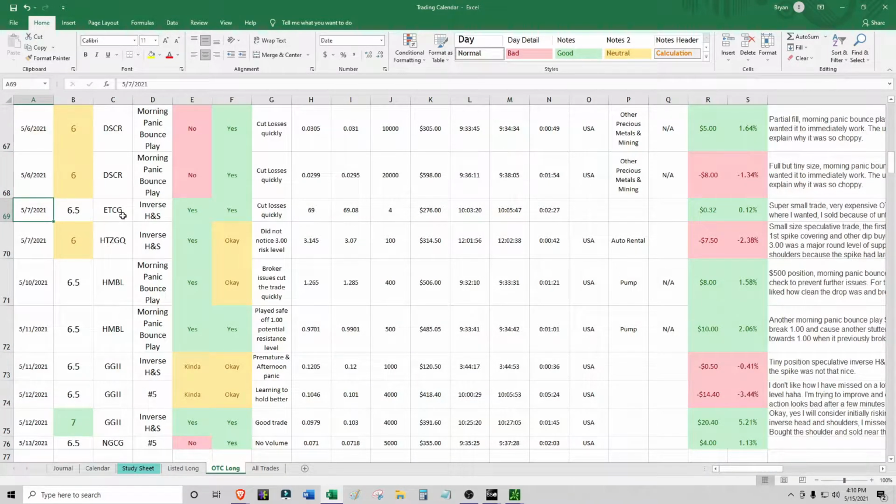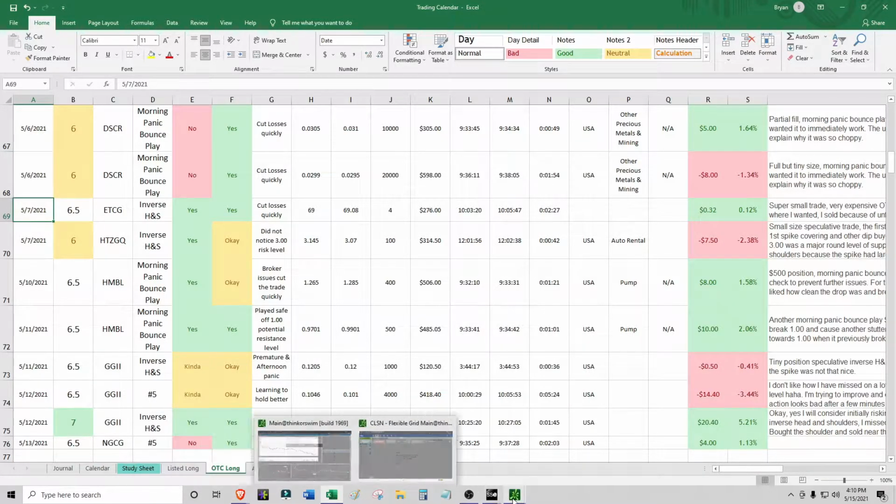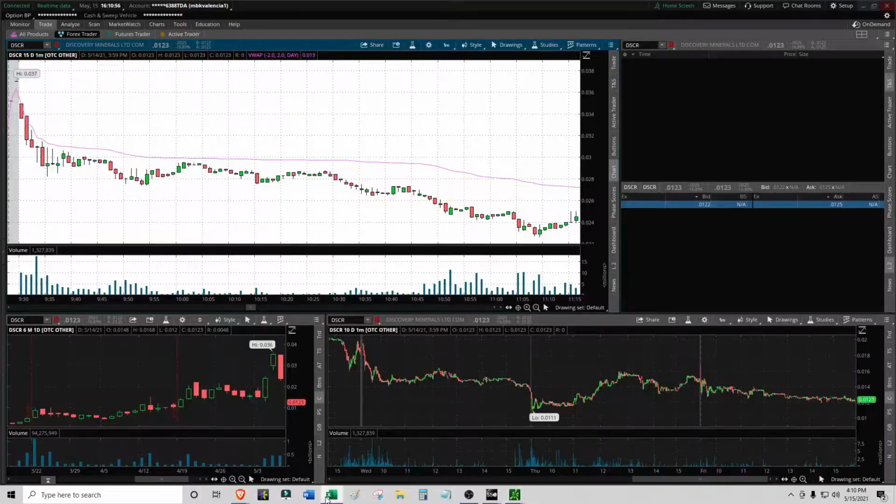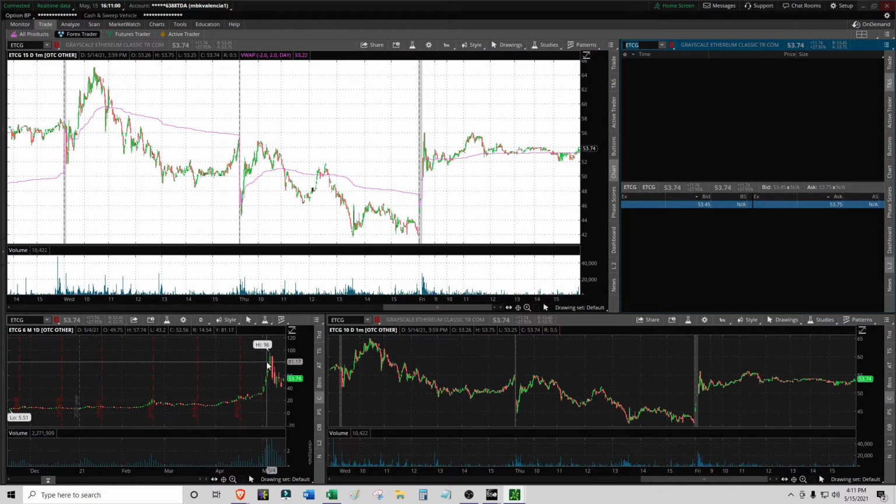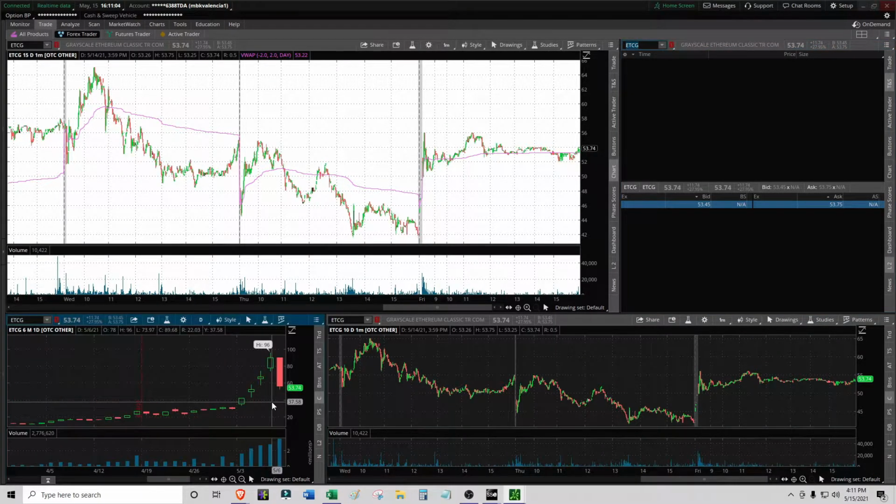5.7 ETCG. So let's look at ETCG. Look at the price. This was an expensive stock. 5.7 ETCG. I need to get used to clicking there. ETCG, and let's look at 5.7 right here.